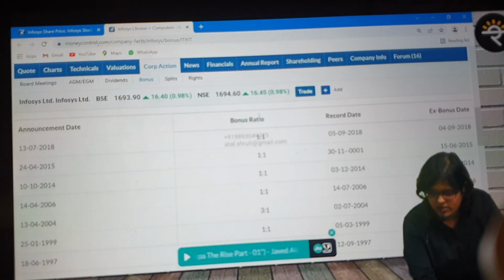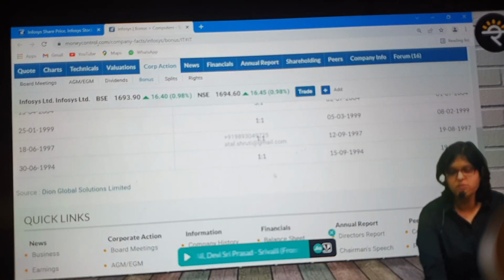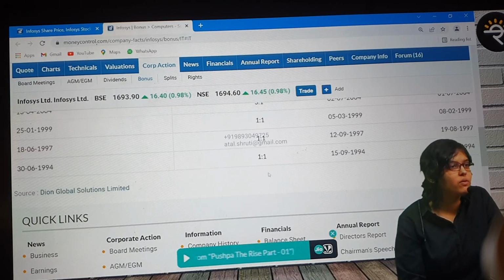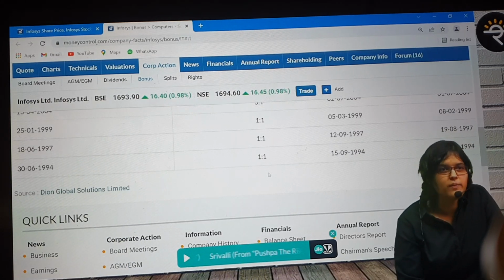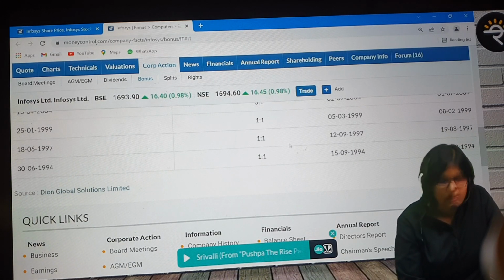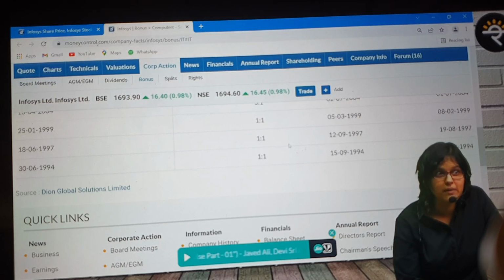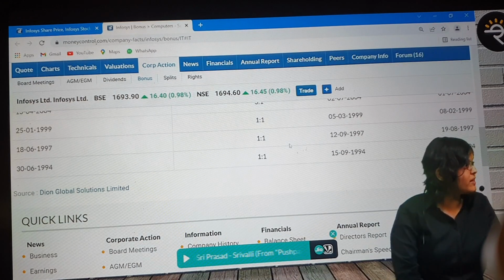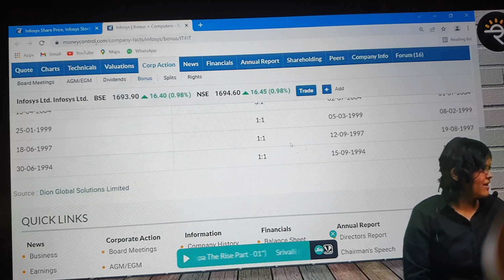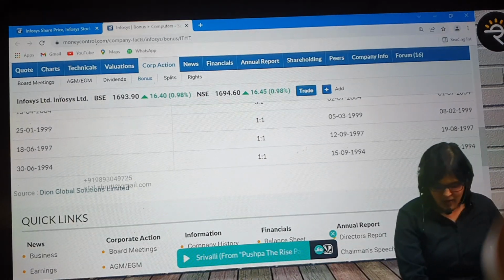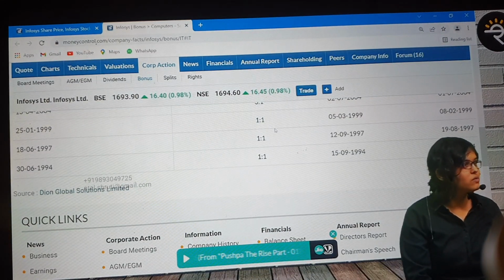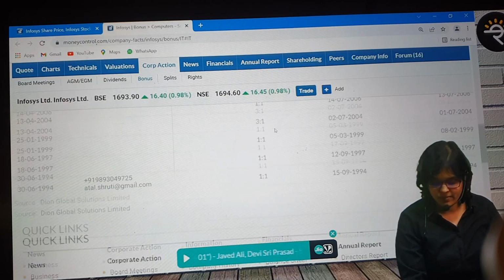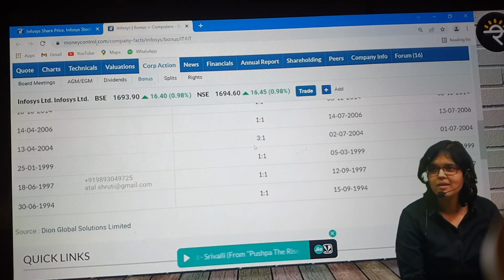This is the tab where you can see all bonus ratios. In 1994 you got a bonus in the ratio of 1:1. You had 150 shares, add 150, the new number of shares is 300. With me? 1997 again, you had 300 and on top of that you got 1:1. So 300 plus 300 is going to be 600. Now in 99 again 1:1, so 600 on top of 600, now 1200.